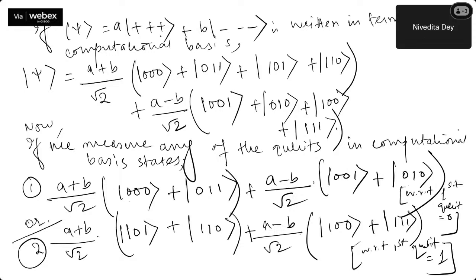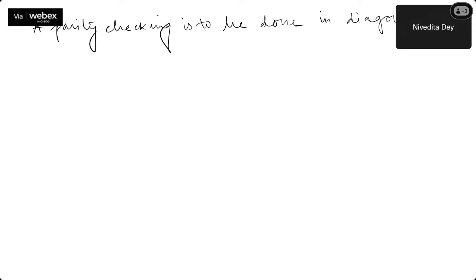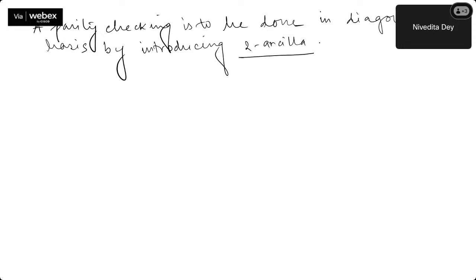Okay, now let us assume the ket psi collapses to any one of the first states. After this, on assumption of that, we have got these things. And after this, say a parity checking is to be performed in the diagonal basis. So a parity checking is to be done in diagonal basis by introducing two ancillas as well as measuring ancillas after CNOT operation.